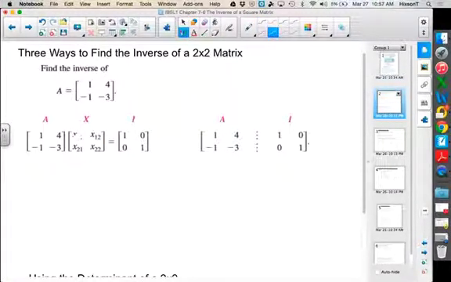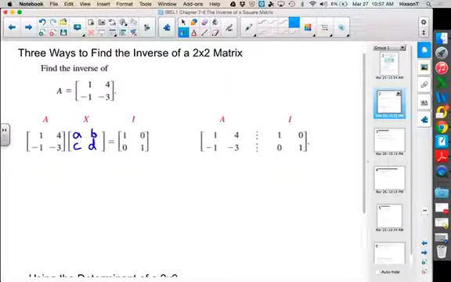Now, one thing I'm going to do is, this is really annoying to have x11, x12, x21, and x22. So what I'm going to do instead is make those A, B, C, and D. Okay? That'll be a whole lot easier to keep track of. Alright? And easier to write.